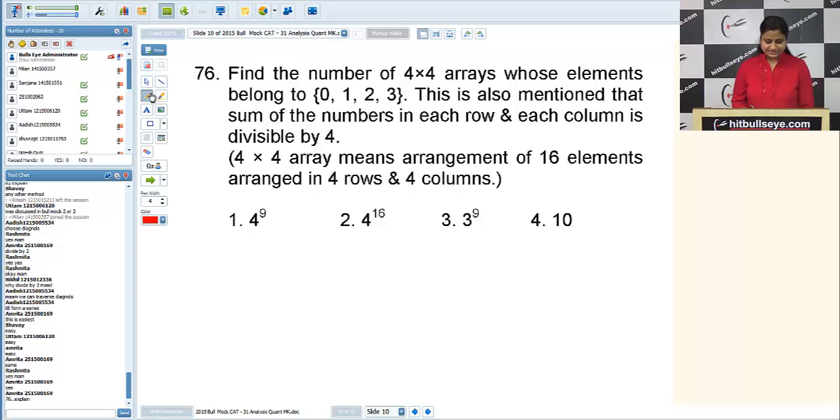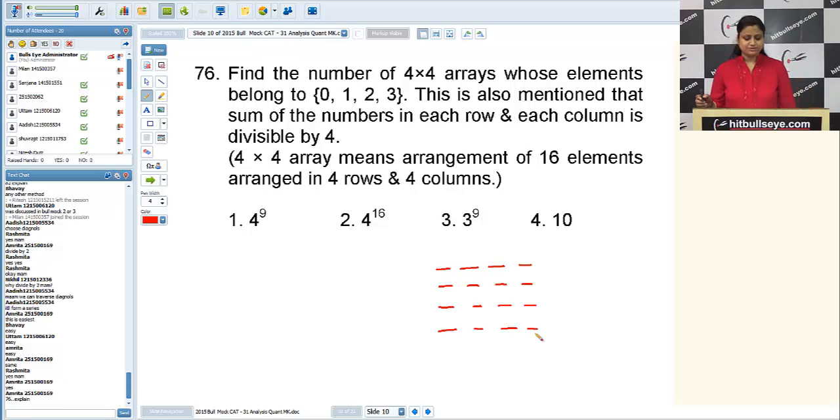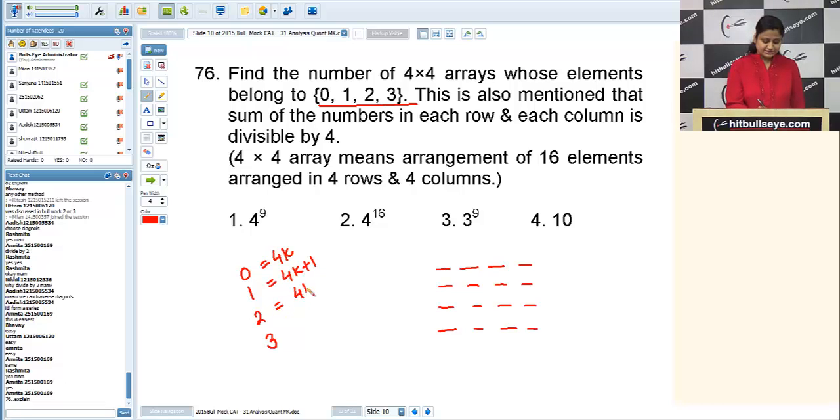Yes, I'll do it. Amrita, let's see. Find the number of 4 by 4 arrays whose elements belong to the set 0, 1, 2, 3. It is also mentioned that the sum of numbers in each row and each column is divisible by 4. And the definition of a 4 by 4 array is given. So we want to find the number of such possible arrays. As you can see these elements, can you say this is a multiple of 4? This is of the 4k plus 1 type, this is 4k plus 2 type, this is 4k plus 3 type.